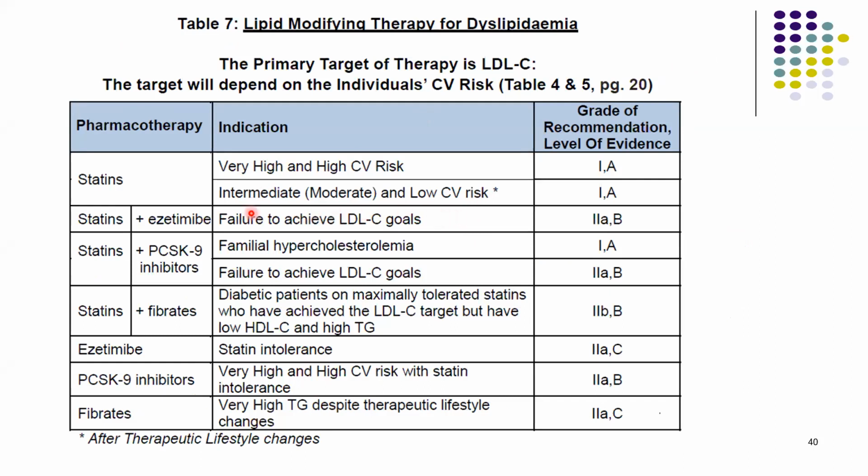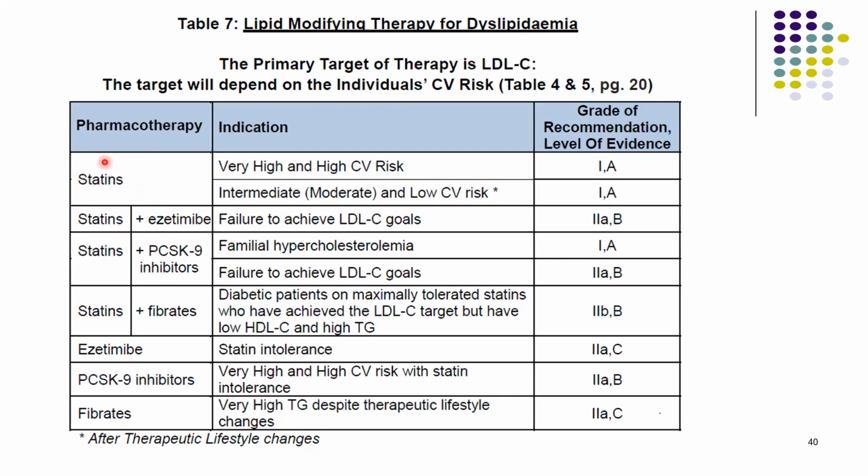Okay, so the first choice will be statin, right? Yeah, indication for very high and high cardiovascular risk. So this patient has a high cardiovascular risk, so we should start with statin immediately. And whether it is intermediate or low risk also, after. So a low risk patient also can be started with statin, but after the trial of therapeutic lifestyle changes. If still high, then you use statin, okay.